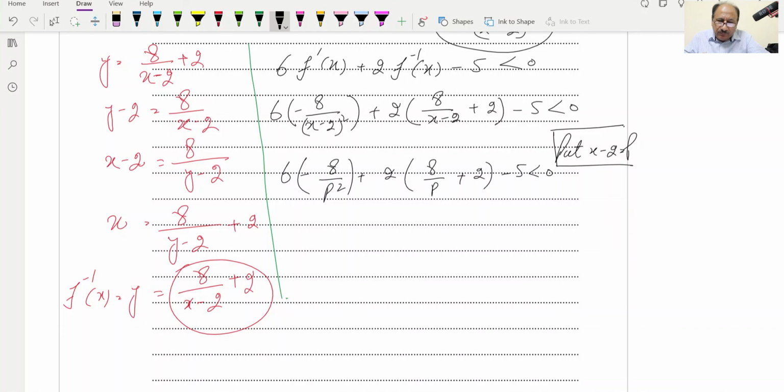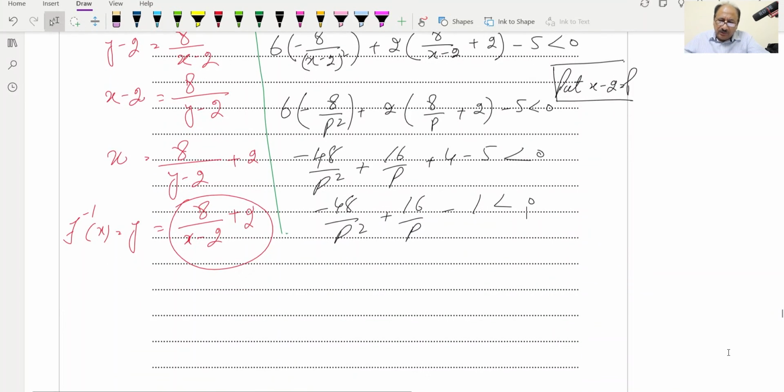So now we can simplify 6 into 8 minus 48. Minus 48 will be over p squared, and this will be plus 16 over p, plus 4 minus 5 is less than 0. And 4 minus 5 will be minus 1, so we can rewrite: minus 48 over p squared plus 16 over p, minus 1 is less than 0. We can multiply everything by p squared, so it will be minus 48 plus 16p minus 12p squared is less than 0.